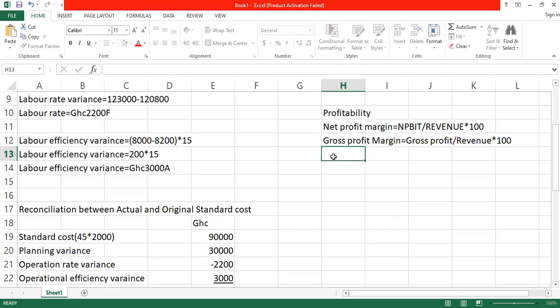We can also use return on capital employed, which you call the ROCE, which is equal to the net profit before interest and tax divided by net asset or capital employed. The net asset over here is total asset minus current liabilities, or shareholders' fund plus long-term liabilities. This is multiplied by 100.